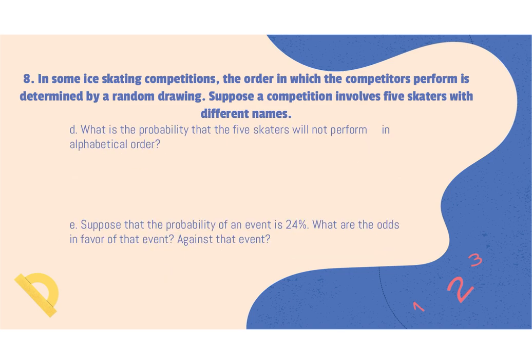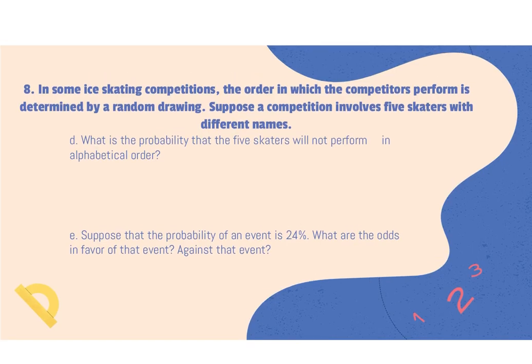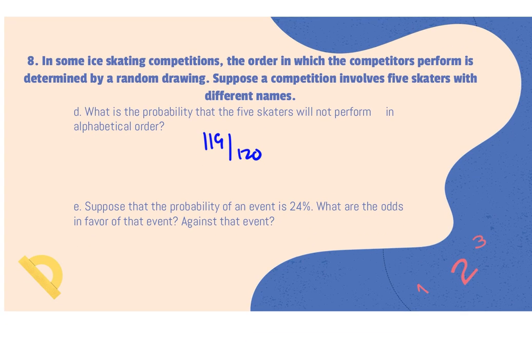Okay, so now same kind of scenario. The order in which skaters perform is random. What is the probability that they will not go in alphabetical order? Well, that would be 119 out of 120, because there's only one way they go in alphabetical order. So I'm going to flip that around, which would be 99.2%.